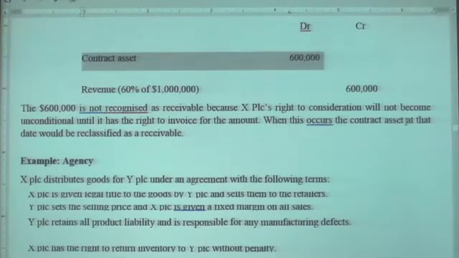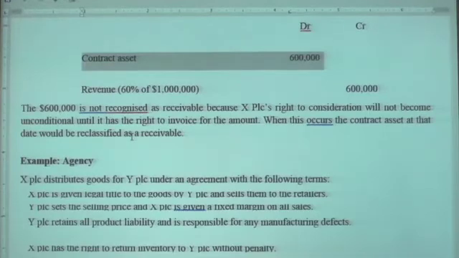When this occurs, the contract asset at that date would be reclassified as a receivable. Once you invoice, contract asset credit, receivable debit. Got it? If you have control until you complete the project, that is an asset for you, not for the customer. Therefore, you can't say it is a receivable. Once you transfer the control, that means once you raise the invoice, you transfer the control to the customer. Then you will take that asset balance into a receivable balance.